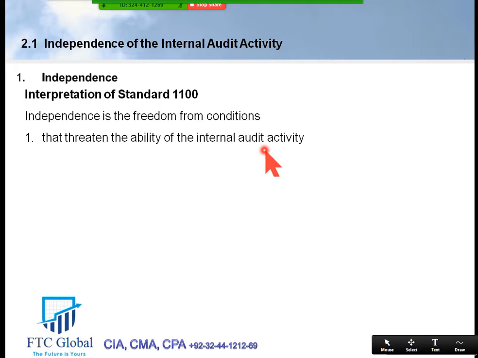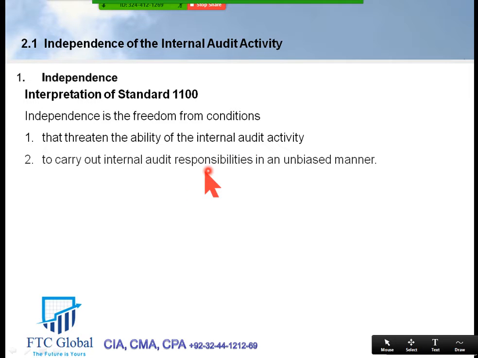Such conditions can threaten internal audit activities and prevent the internal audit department from working in an unbiased manner. Like, a crude example but it will clarify the concept, if the internal audit department is made to report to the CFO, then the internal audit department effectively is not an internal audit, and they are not independent. They do not have the organizational independence.